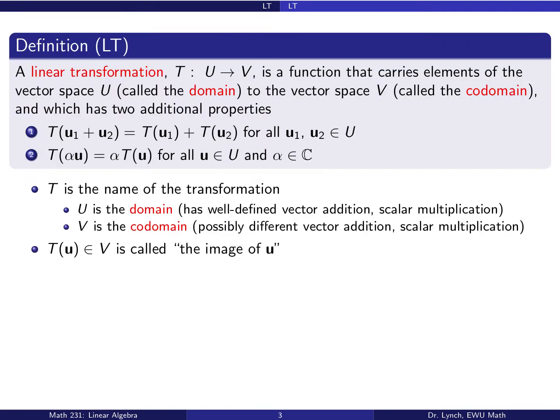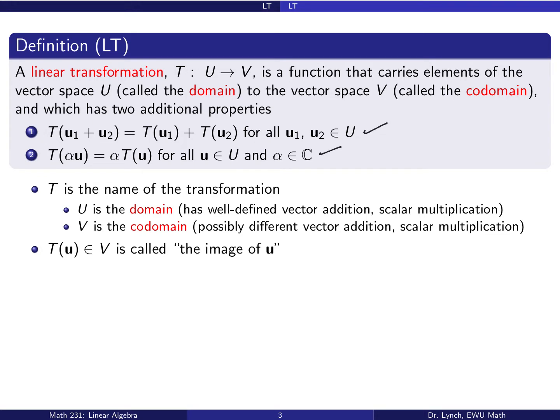So first, a definition. A linear transformation is T. T takes elements in the vector space U to the elements in the vector space V. U is called the domain, V is called the codomain, and it has two properties. The first property is that the transformation of a sum is the sum of the transformations. And the second property is that the transformation of a scalar multiple is the scalar multiple of the transformation.